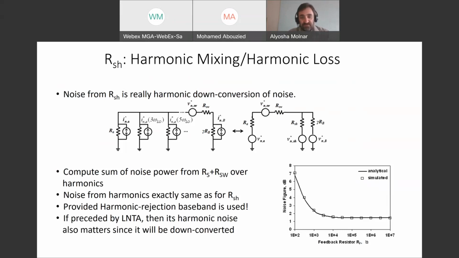Now, this also is important because if you're preceding this circuit with an LNTA, then you have to worry about its harmonic noise also, which has always been true for mixers. And so it isn't changed here either. It's an ongoing property of these mixers, just like all the others.